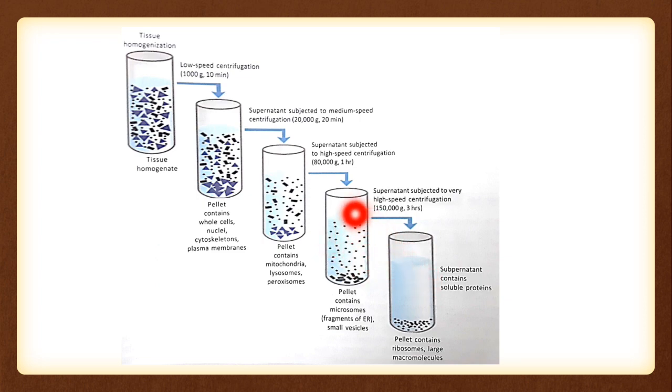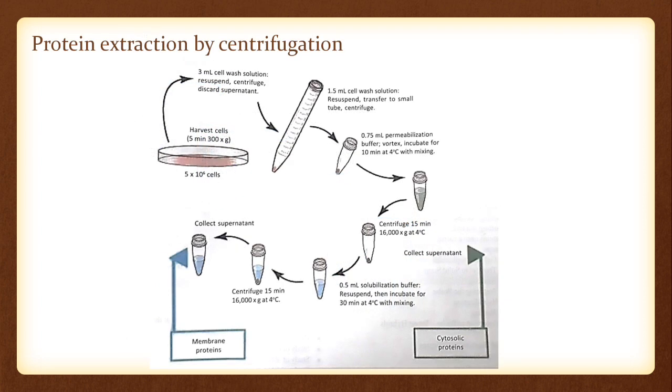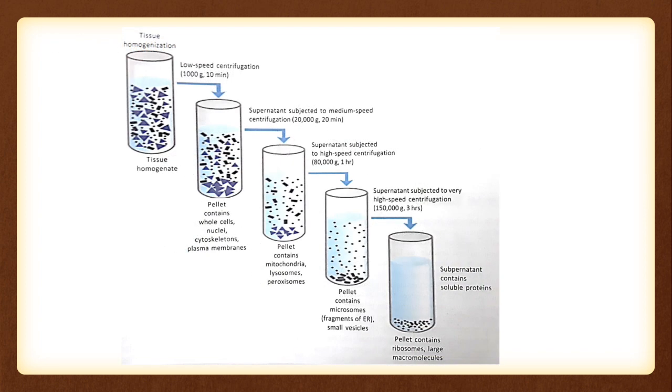Again we use the supernatant and subject it to high speed centrifugation, it will give the separation of soluble proteins in the supernatant and a pellet containing ribosomes and large macromolecules. So like protein extraction by centrifugation, this is also the same, differential centrifugation, and the soluble proteins we will obtain in different centrifugation.